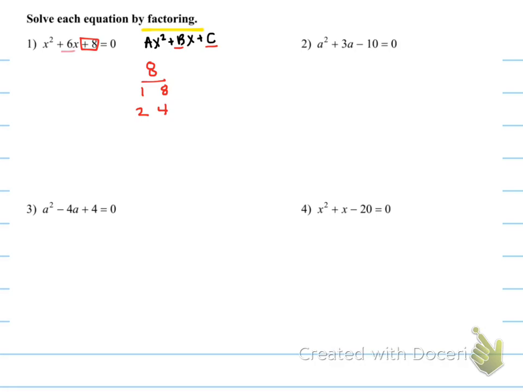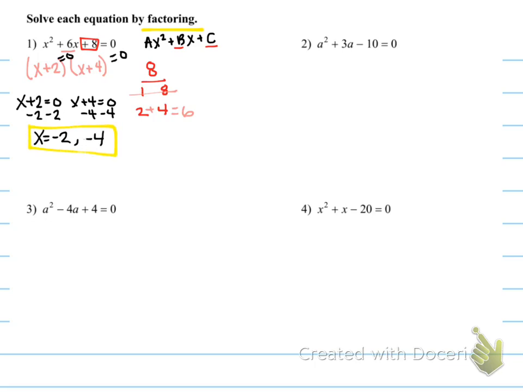So 1 and 8, never going to give me 6. 2 and 4, add those together, yep, that's going to give me 6. So we're going to fill in our parentheses now by going x plus 2 and x plus 4. But our last step is to set these equal to 0 and solve. So I'm going to have x plus 2 equals 0, and x plus 4 equals 0, and just solve. So subtract 2, so that gets us x equals negative 2, and then subtract 4, and that gets us negative 4.